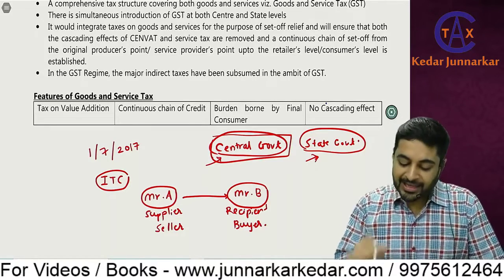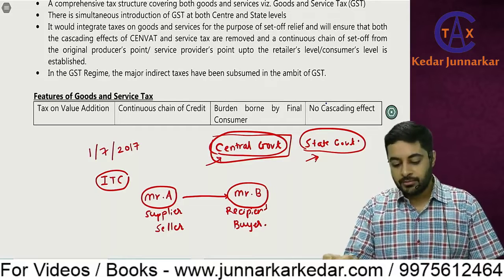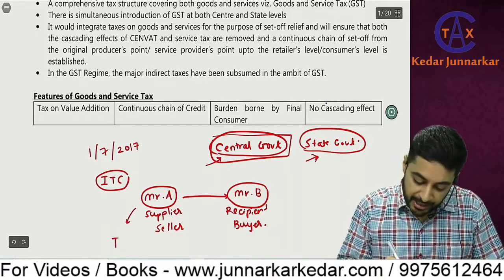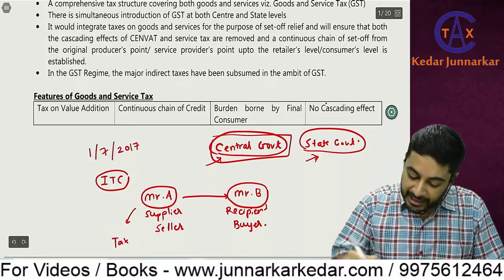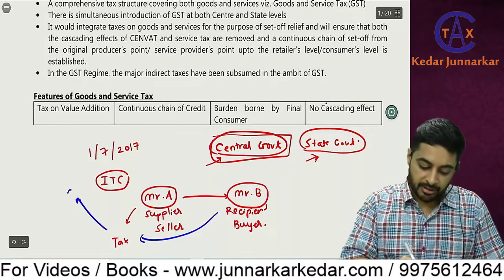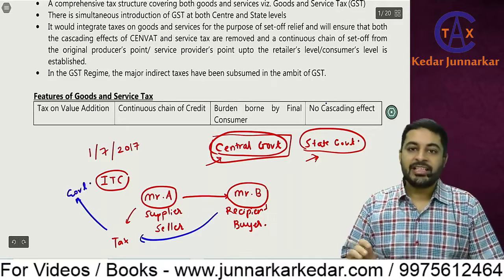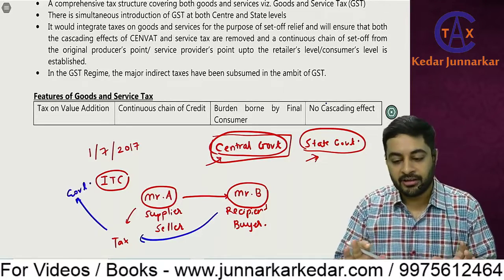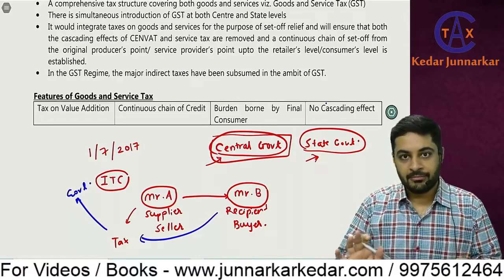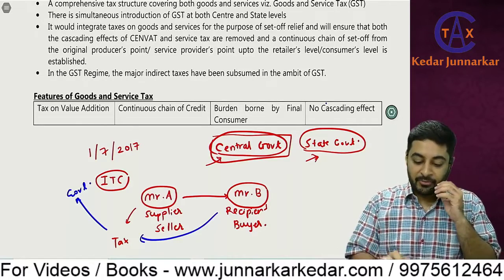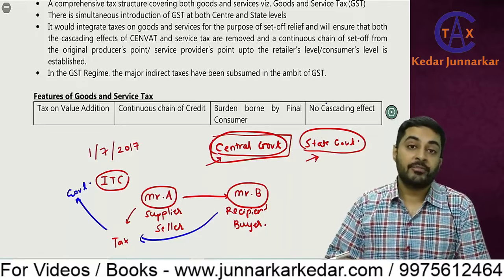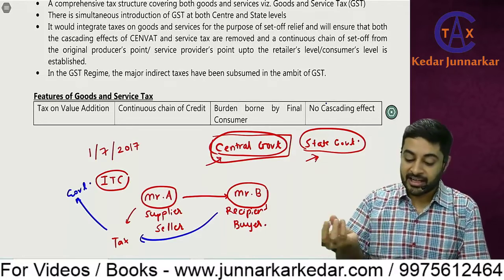When A is supplying goods or service to B, he will charge tax. The tax charged by A, he will collect from B. So B will pay and A will pay to the government. So it is indirect tax. A is not paying from his own pocket. He is recovering from B and paying to the government. This is indirect tax because A is not bearing it from his own pocket; he is collecting and paying.